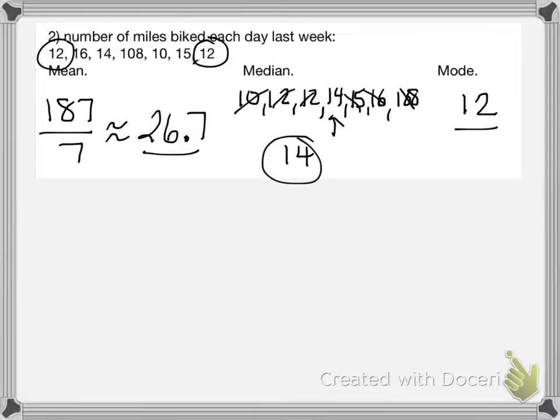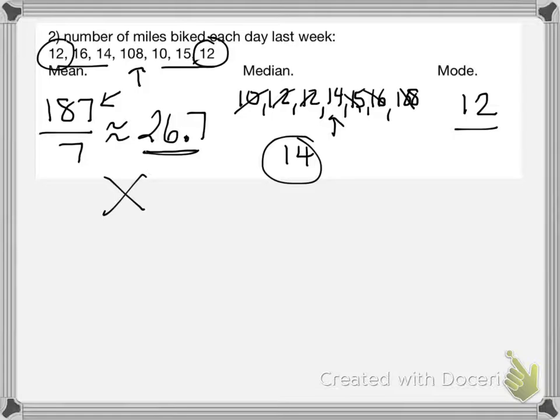Right, so now let's decide which one is most appropriate. So I'm going to start with the mean here, this 26.7. Since there is an outlier of 108, our sum increases significantly, which brings our mean up significantly. All the other values are between 10 and 16. So that 26.7 is not a good representation of the other 6 days of miles that the person rode. So I would say the mean is not a good choice when the outlier is included.